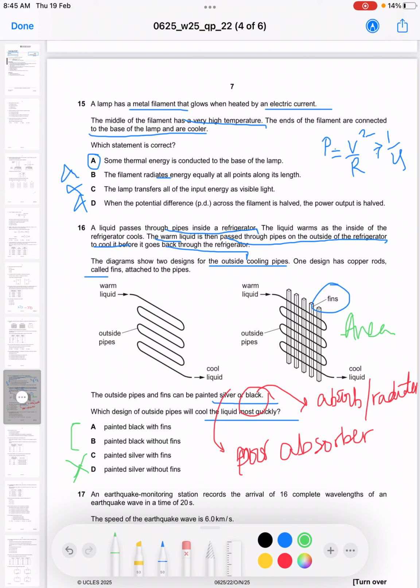Then for the fins, we can see they will increase the surface area, right? And because of that, a high surface area will cool down the liquid much more quickly than without fins. So it means painted black with fins. So which option is correct? A.